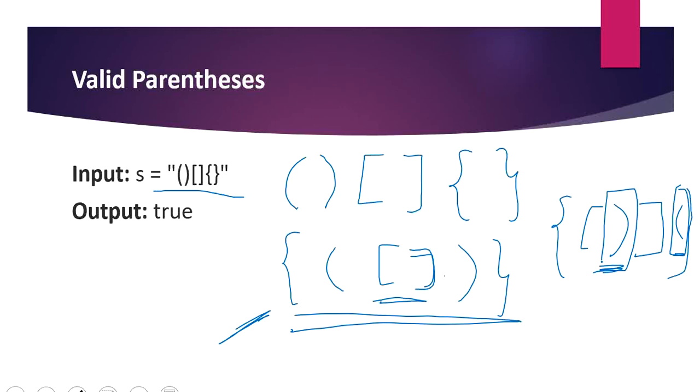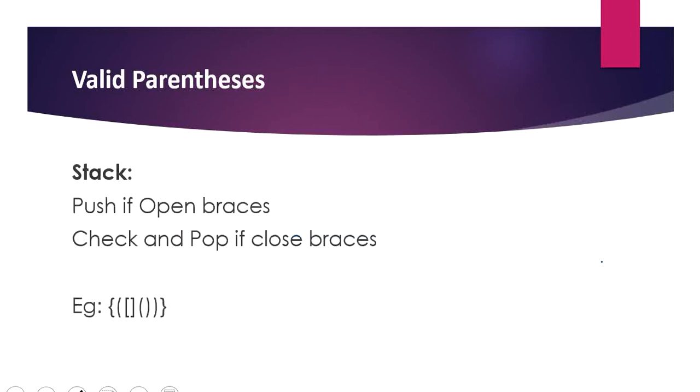So let's get into the problem solution. We are going to use a stack to validate this parenthesis. What are the rules we're going to follow? Push the open braces, whether it is a round, curly, or square brace. If it is an open brace, push that into the stack. If it is a closed brace, check whether it has an open brace and pop that from the stack. These are the two rules we're going to follow.